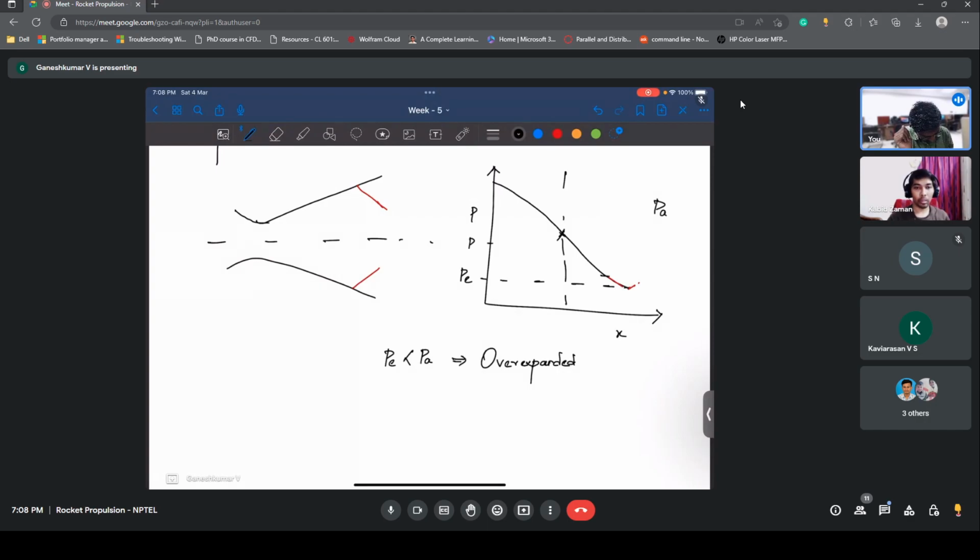Let's say I have ambient pressure here. Okay, so I have to reach this ambient pressure. So what I have to do is I will put a shock, and then I will reach this ambient pressure. So what happens?